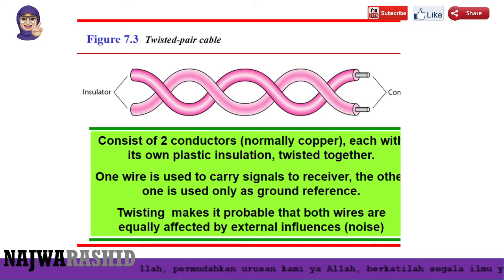Okay, so it consists of two conductors, normally copper, each with its own plastic insulation, and then twisted together. That's why we call this cable a twisted pair cable. One wire is used to carry the signal to the receiver, and another wire is used only as the ground reference. The twisting makes it probable that both wires are equally affected by external influences such as noise. We try to reduce the noise, that's why we twist the wires together.